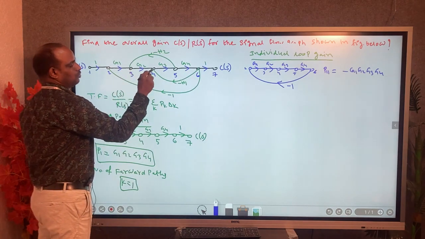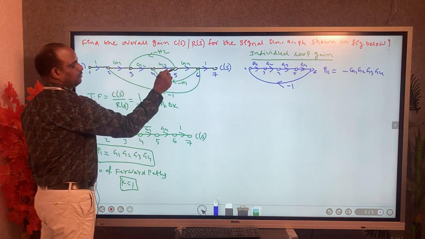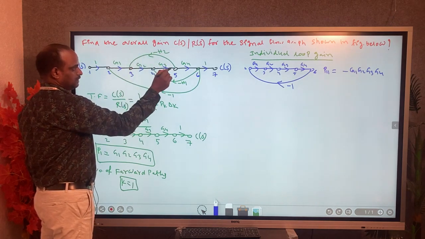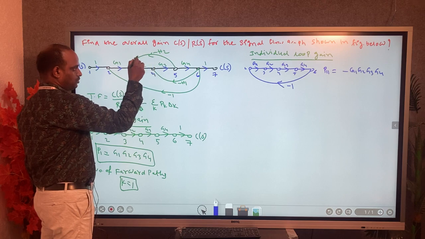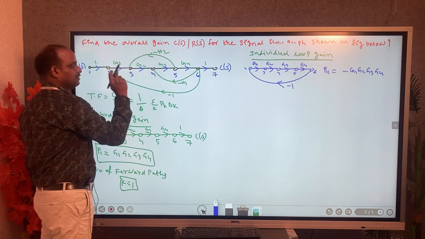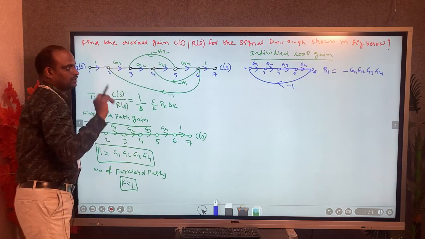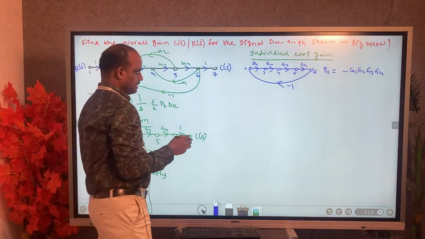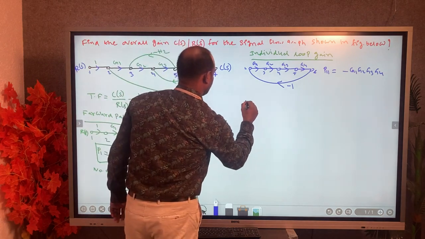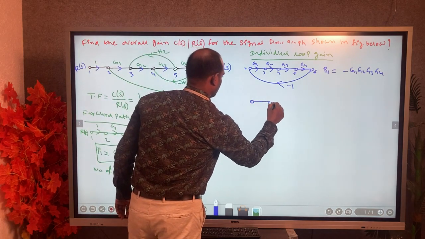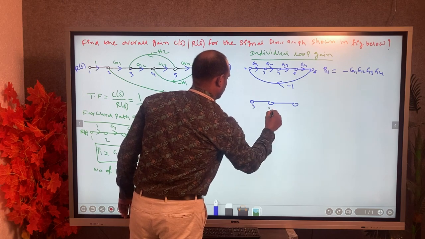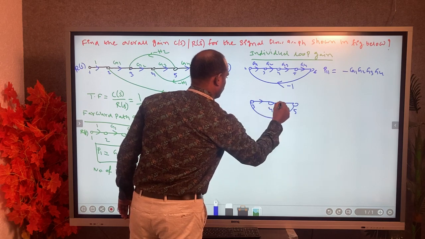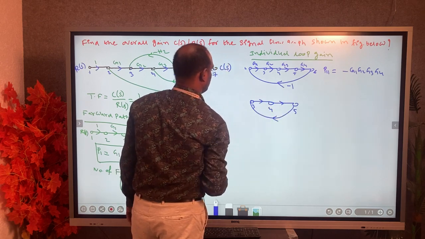See, 3 to 4 forward direction and 4 to 5 forward direction, and at 5 we have a feedback, another branch that goes and reaches node 3 and ends at node 3. So 3, 4, 5 forms one individual loop. So 3 to 4, 4 to 5 and 5 to 3.